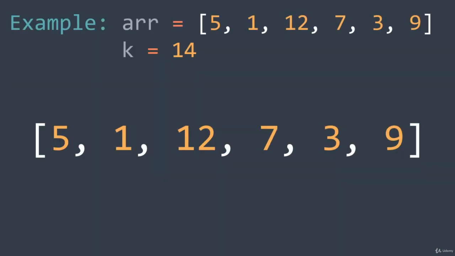We have this array r and k being equal to 14, so we are searching for a pair that sums up to 14.